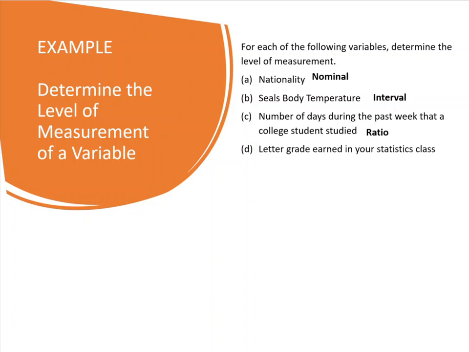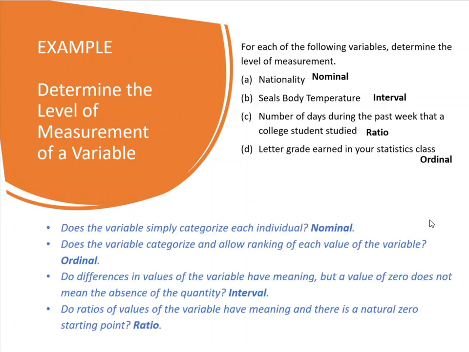And then finally, a letter grade earned in your statistics class. The letter grade earned in class has to be ordinal, right? Order does matter: A, B, C, D, F. To summarize, when we think about a variable, if it's only going to categorize it and that's it, that's going to be nominal. If that category allows for ranking of that variable, we move on to ordinal.